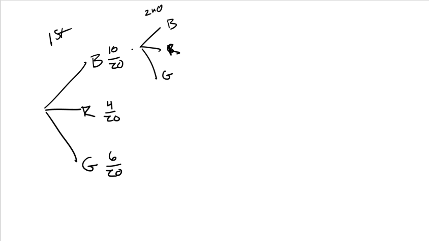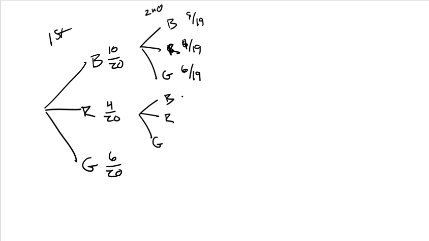Well, if the first one's blue, right? So tree diagrams show conditional probability. If the first one's blue, there are 9 out of 19 blue left. There are 4 out of 19 red, excuse me, that was 4 out of 19. 6 out of 19 green. So the 19 is there because I took out one marble, right? So there's only 19 left. But if the first one was blue, well, there's only 9 blue. And the same thing, if the first one was red, again, I'm going to think, well, then I could have a blue, I could have a red, I could have a green.